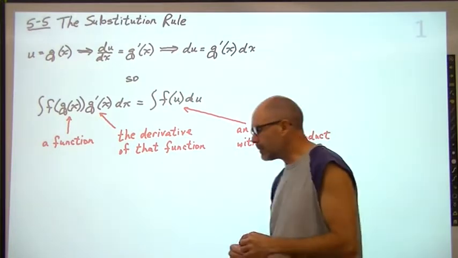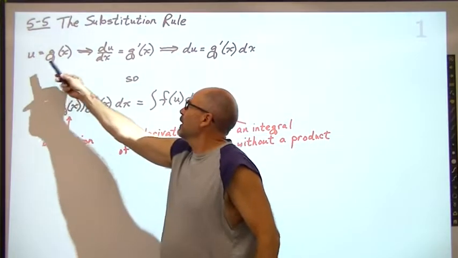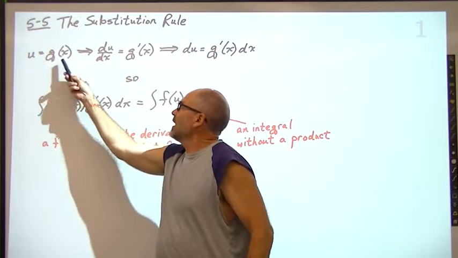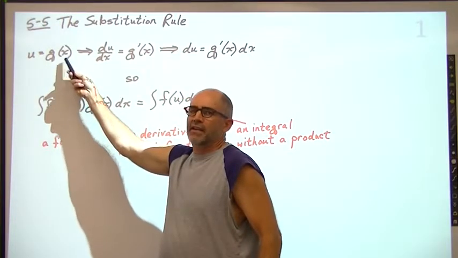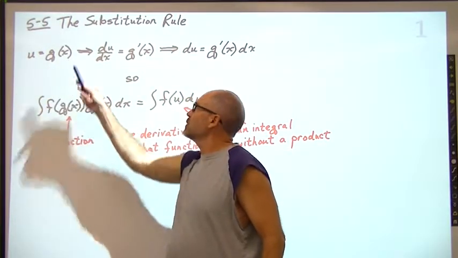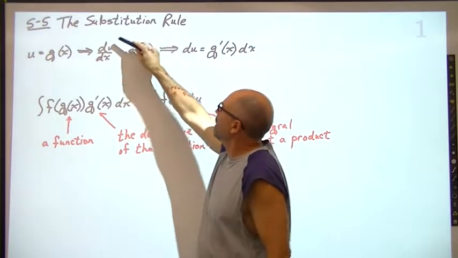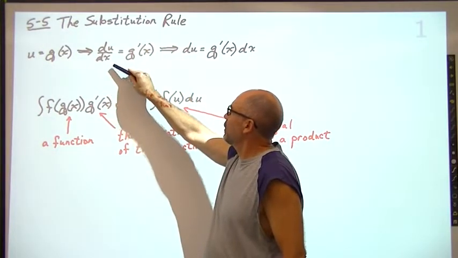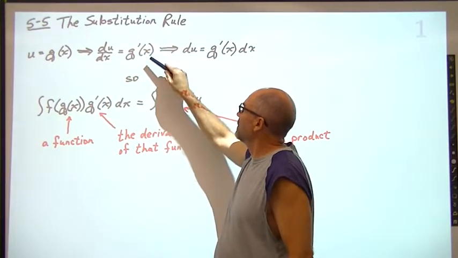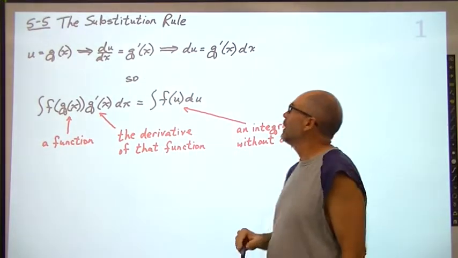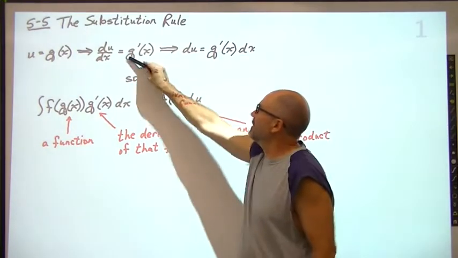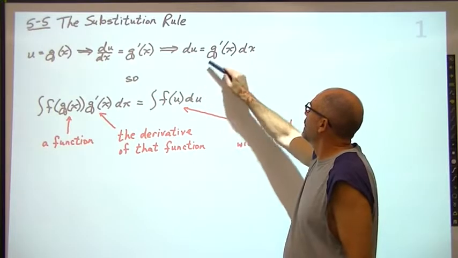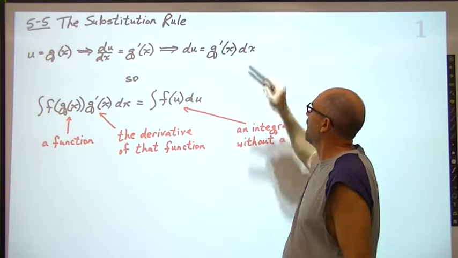Now, we start with u equals g of x. So u is a function of x. That means du/dx, the derivative of u with respect to x, is going to be g prime of x. So another way I could write this same statement is that du equals g prime of x dx.